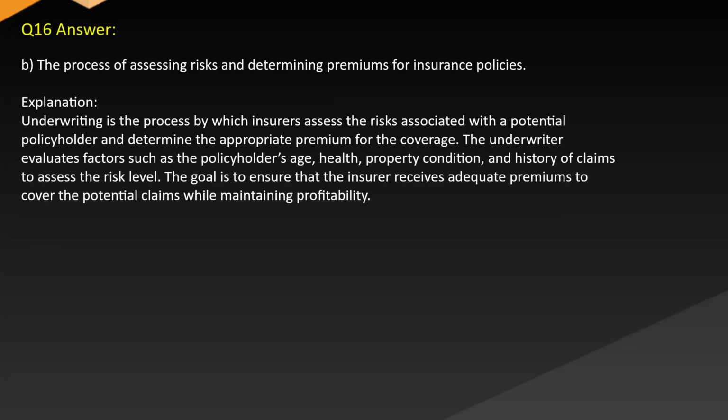Answer: B. The process of assessing risks and determining premiums for insurance policies. Explanation: Underwriting is the process by which insurers assess the risks associated with a potential policyholder and determine the appropriate premium for the coverage. The underwriter evaluates factors such as the policyholder's age, health, property condition, and history of claims to assess the risk level. The goal is to ensure that the insurer receives adequate premiums to cover the potential claims while maintaining profitability.